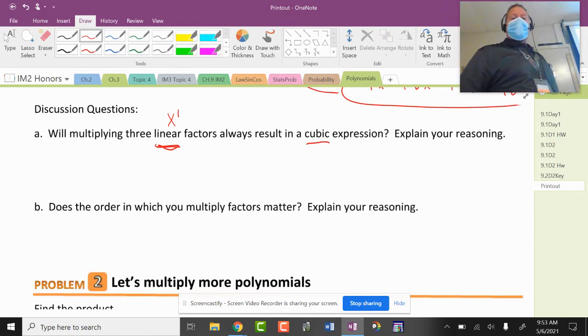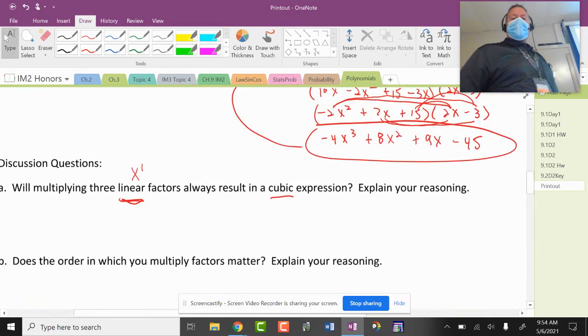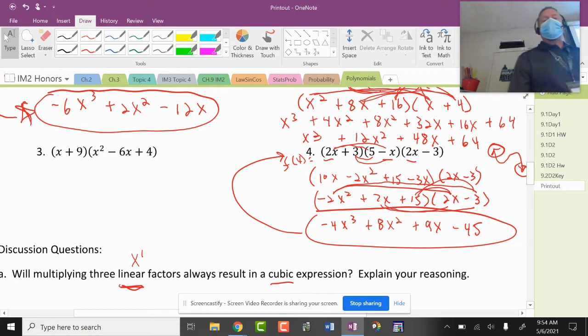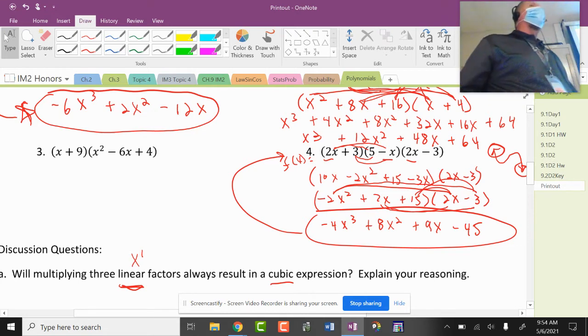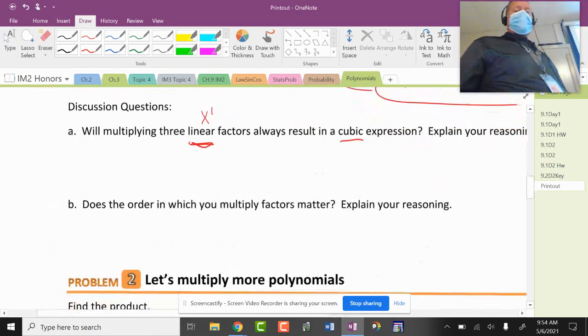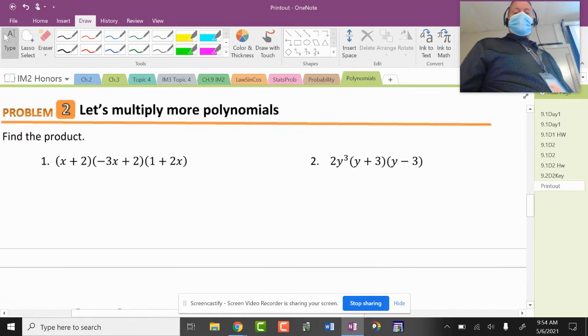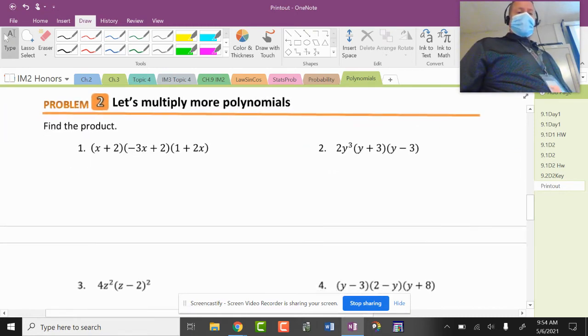Does the order in which you multiply factors matter? The answer is no. I did not do this, but we certainly could have taken the second and the third and multiplied them, then multiply the first, 2x plus 3, after that. You would still get the same answer. That's called the commutative property of multiplication. 2 times 3 equals 3 times 2. Isn't that correct? Yes, Mr. Samuelis. Now, do I have to do all of these? I really don't want to.